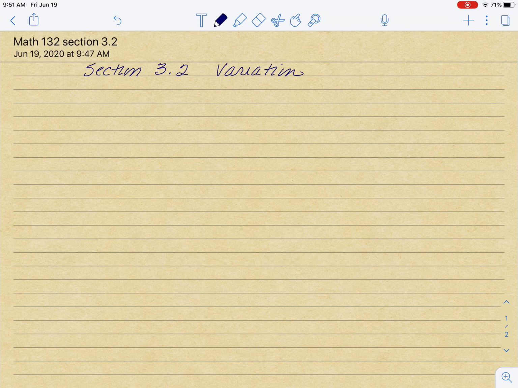Okay, we're in section 3.2, variation. This is kind of a big section. There's a lot of stuff in here, so this will take a few videos to go through. But the first thing we want to talk about is, let's look at two different brands of paint, and we're going to compare these outdoor paints.